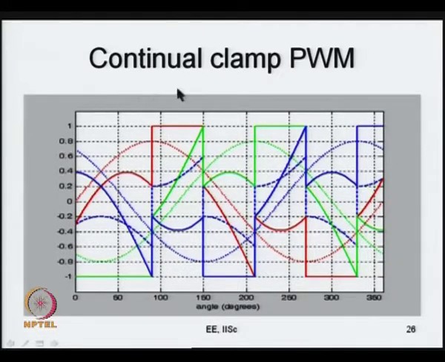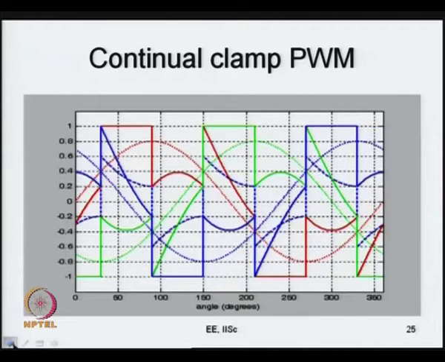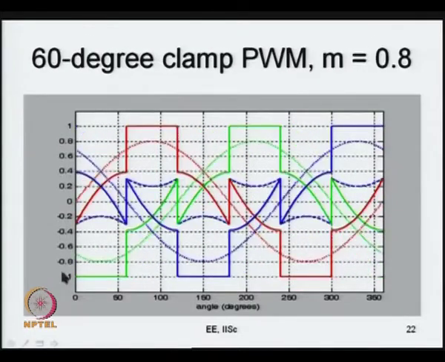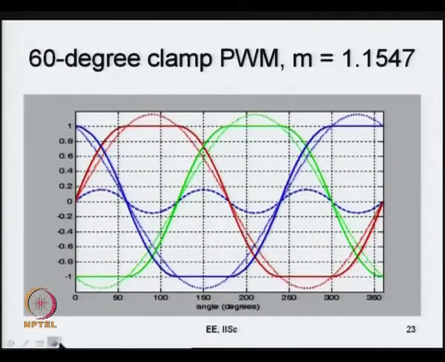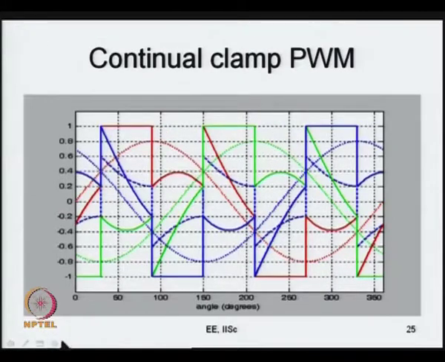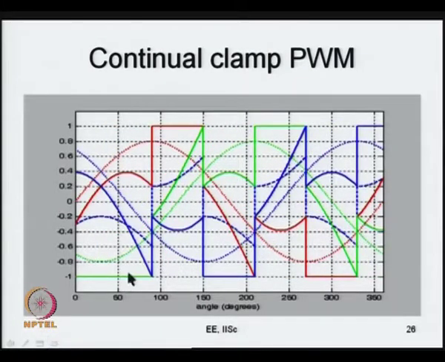Why do we call it continual clamp PWM? In all these cases, a phase is getting clamped continually for a 60 degree duration. That is what you can clamp it for. If you clamp it for 120 degree duration, there will be an uneven loading of the top and bottom devices. So, it is clamped continually. Alternatively, this 60 degree duration can be split into two parts, and that is what we would call as split clamp PWM in the next few slides now.